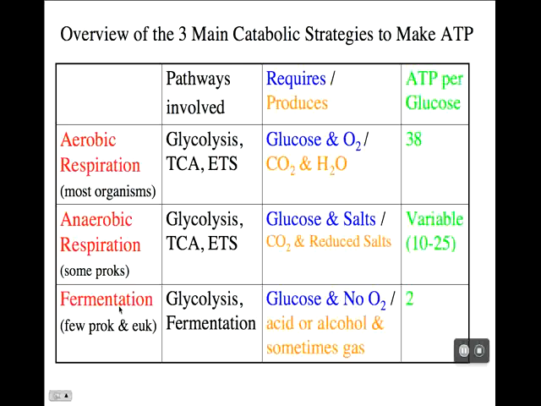So this slide, again, we're going to see it over and over again. It's kind of a big picture slide. So it's going to show you the pathways involved in each process, what's needed at the beginning, what's released at the end, and how much ATP you get from that strategy. So aerobic respiration first. Most organisms on the planet do aerobic respiration. We do aerobic respiration. Most microbes also do aerobic respiration.